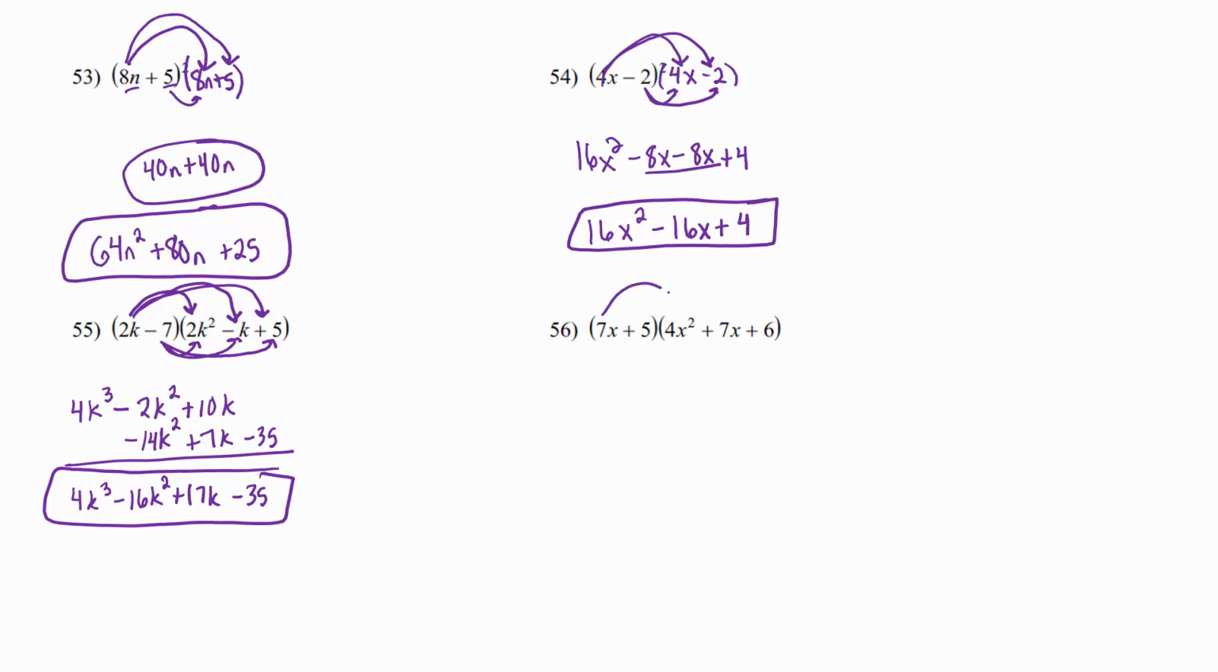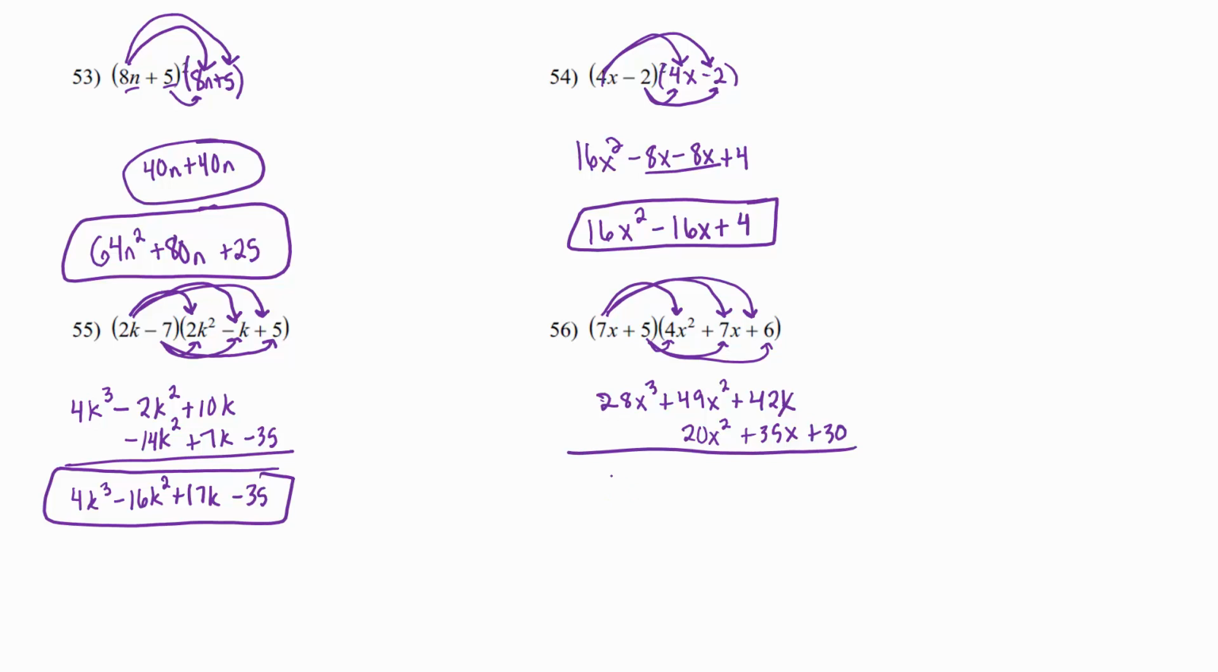Here we want to do 7x times 4x squared, which is 28x cubed. This is going to be pretty similar to what we did on 55. 7x times 6, except for bigger numbers. That's an x, obviously, not a half k, half x sort of situation. 5 times 4x squared is 20x squared. 5 times 7x is 35x. And 5 times 6 is 30.